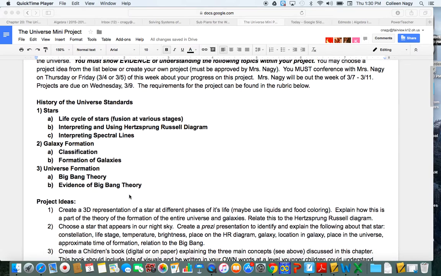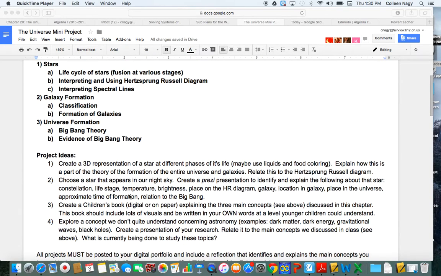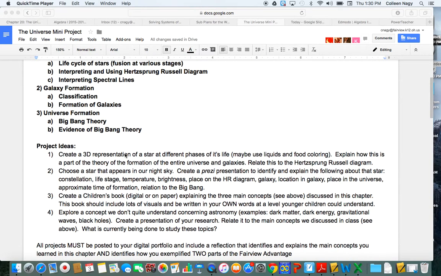So you are going to pick a way to present this idea. You can make a 3D presentation of a star at different phases in its life. You can do this with clay, you can do this with Play-Doh. Another suggestion is maybe using liquids like water, oil, and food coloring, and you could actually stir it to show how gravity is condensing it.